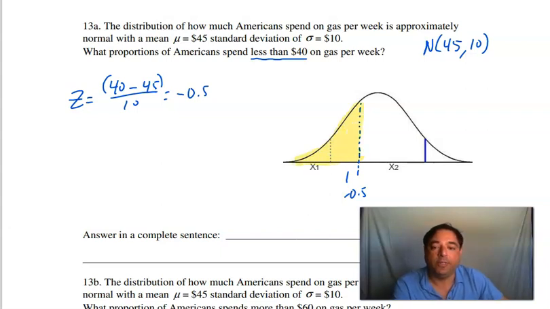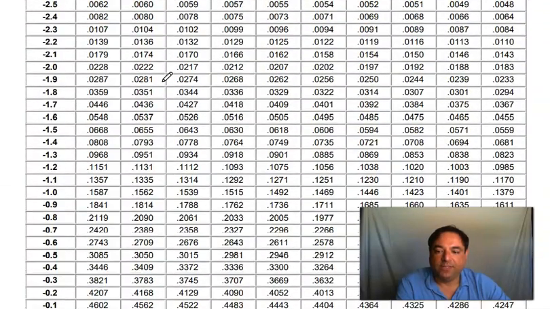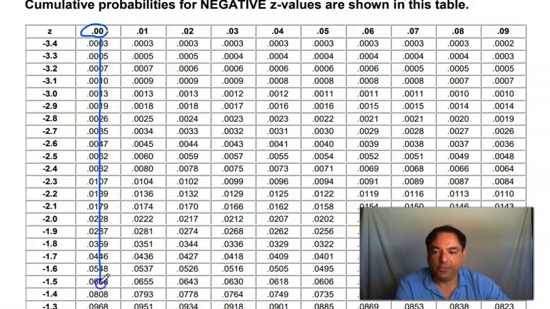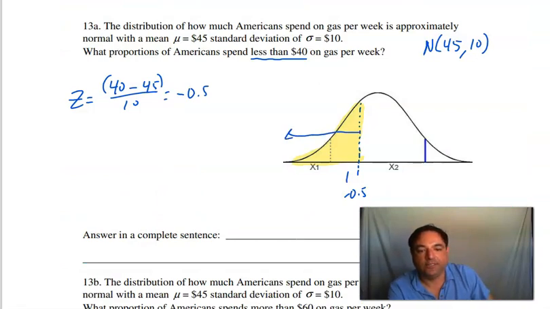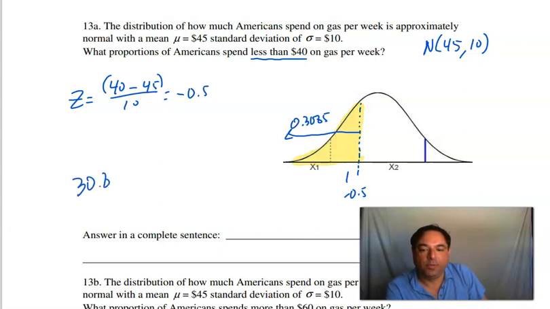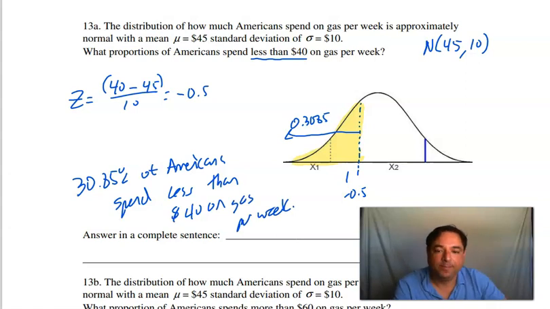Now, with z-scores, we go look up negative 0.5 in the z-table. So we go to the negative z-table and look up negative 0.50. We have negative 0.5 and 0, and we match those up. Negative 0.50 gives us 0.3085. Now remember, the z-table always tells us to the left. We're looking for less than, and the table gives us less than, so that is our answer. 30.85% of Americans spend less than $40 on gas per week.